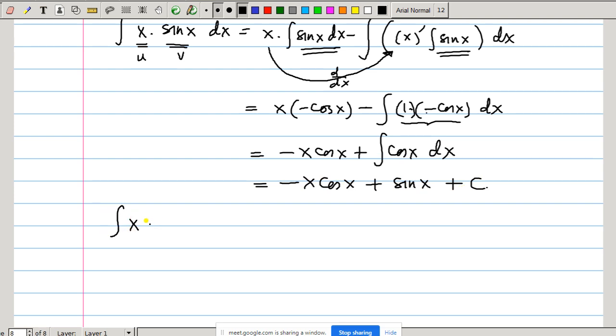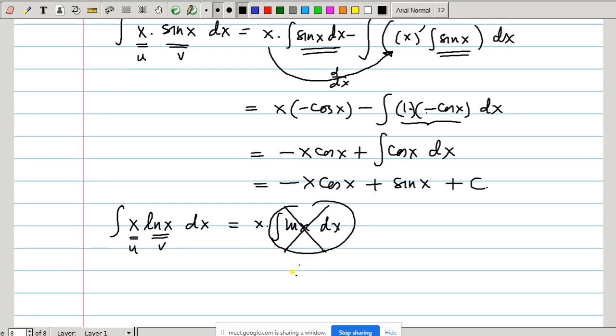You may have something like x into log of x dx. Let's see. Now if I take x as u and this as v, it will not work. Reason is x remains as it is, integral of log of x dx. We do not know what is the integration of log of x. This is the issue. Integral of just log of x is not known to us. So that's why I will not take this as u.